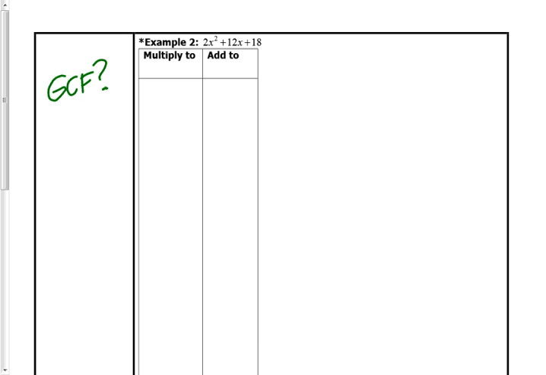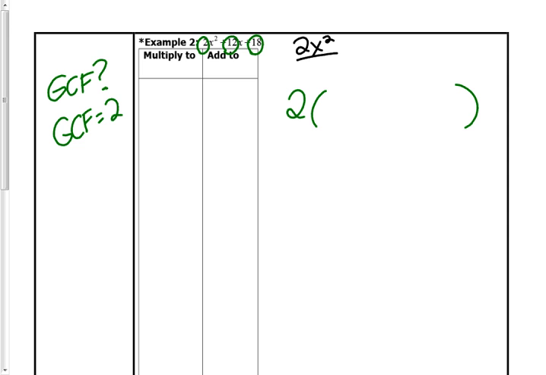And if you look here, between the 2, the 12, and the 18, they do have a GCF. The GCF would be 2, because 2 can be divided by all of them, right? 2 can come out. So I can actually remove the 2. Remember, when we removed the GCF, we still had to write what was left over in parentheses. And we did that by taking the original and dividing it by whatever the GCF was.